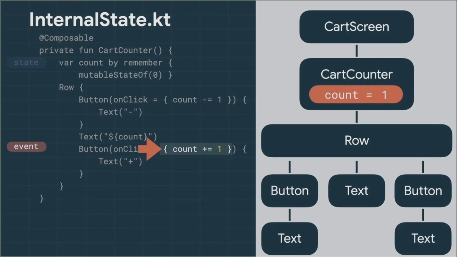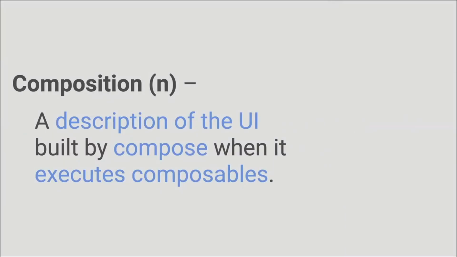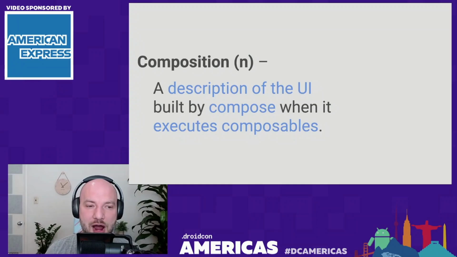So it's going to go ahead and run that, and in there, I'm going to increment count. When I do that, what Compose does is it marks count as dirty, because it's the special type mutable state of T. It's going to mark count as dirty, and then it's going to stop executing. It doesn't synchronously redraw the screen or anything like that. It just says, okay, count is dirty, and you need to do something to update the screen in order to get count to be undirty. So we'll go back to this composition, which is the description of the UI built by Compose when it executes composables.